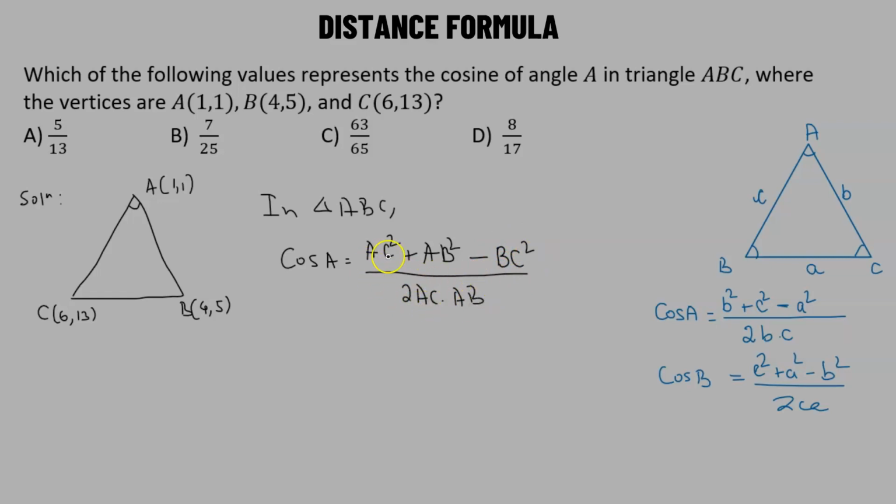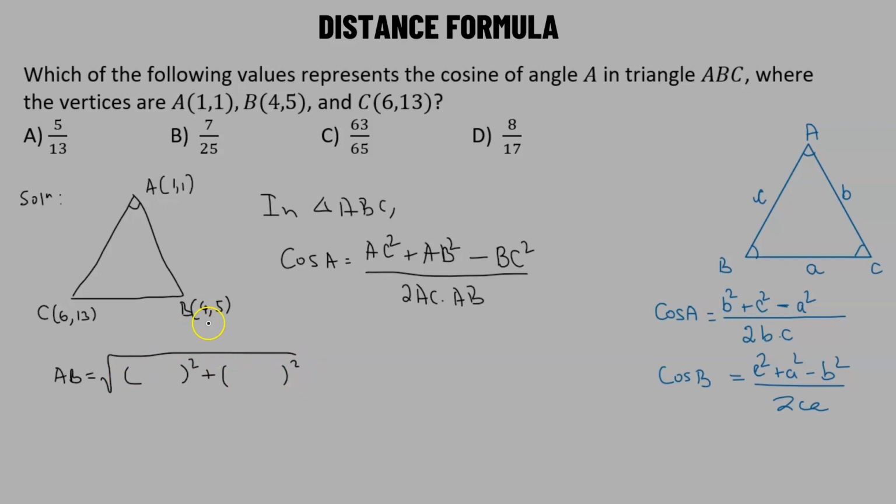So now our goal will be to determine the value of AC, AB, BC. That means the sides of the triangle. For this, we'll be taking the help of the distance formula. So let's use the distance formula. We'll start with AB. So AB is given by the square root. First, we take the difference of the x coordinates, square it, and add it to the difference of the y coordinates squared.